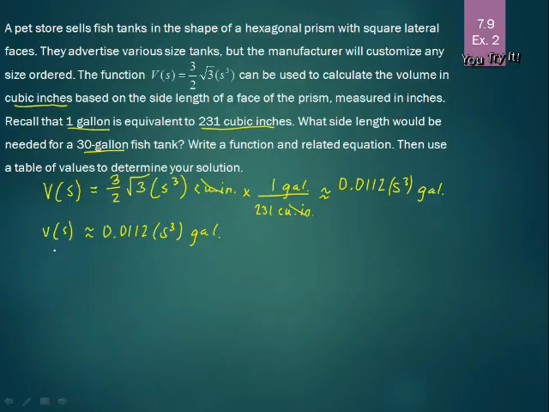And so our related equation would just be substituting in 30, since that's the volume of our new fish tank here, and we want to know s, that side length. So we would just substitute in 30 for V(s), and then the rest would be the same. Now to solve this, all we need to do is enter our function into our calculator and use the table to see when that y value, or dependent value, equals 30.